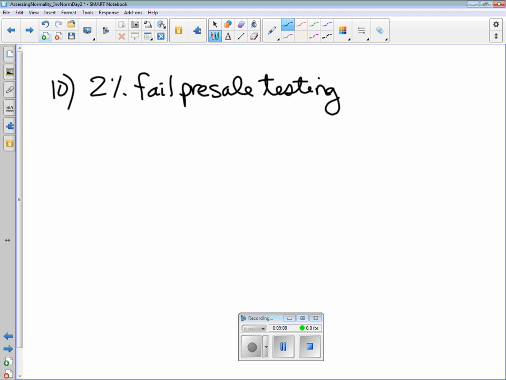Okay. And it says, how many do you expect to test before finding a bad one? Well, again, is that geometric or binomial? Geometric. How long until we find a bad one, right? So what formula am I using? 1 divided by p. So 1 divided by 0.02 is 50.